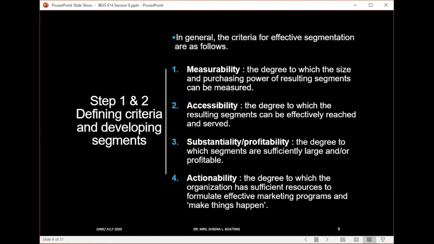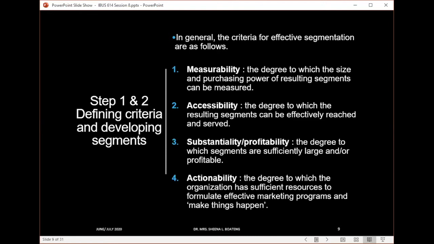So it is important to check the substantiality and profitability, because a market may be measurable, it may be accessible to you. But when you look at profitability, here we are not talking about the short term, but the long term, because we want to make our resources work for us for a long period of time. So substantiality and profitability are very important.